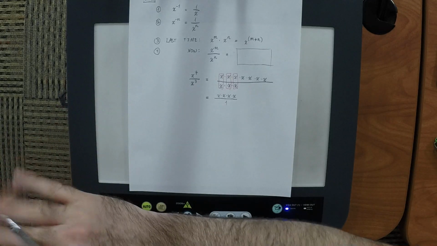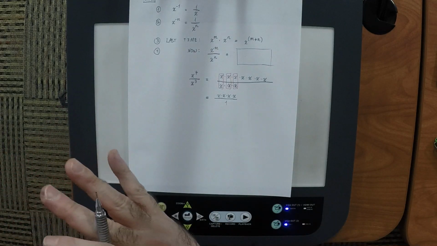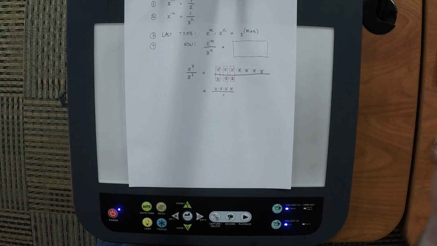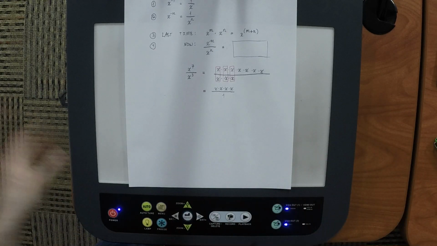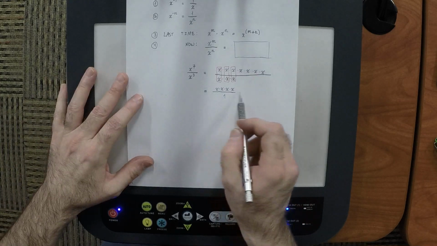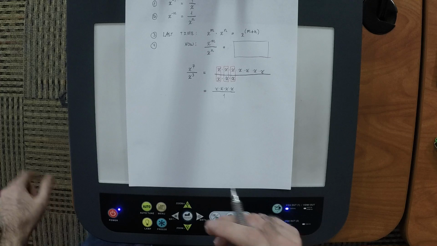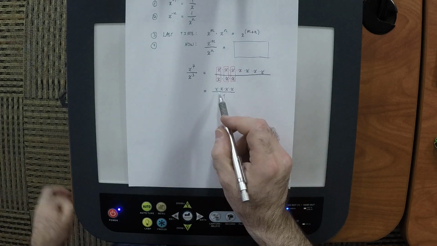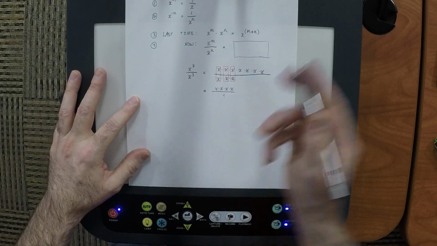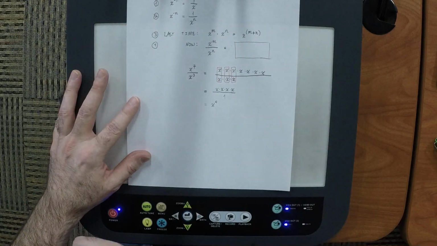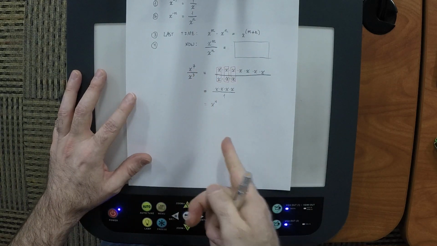I'll note that there was a little bit of hesitation, so we're going to come back to that. The answer is 1. Dividing by 1 is the same as doing nothing. And then the most compact way to write that is x to the 4.